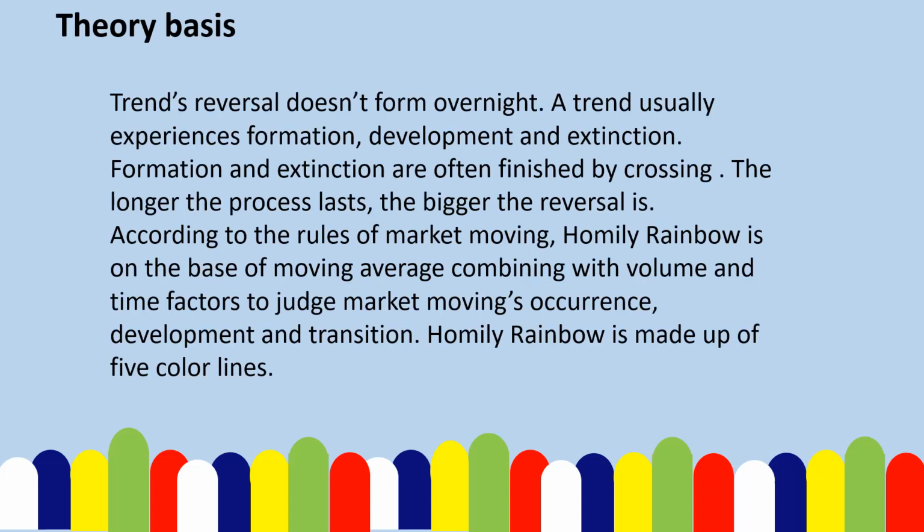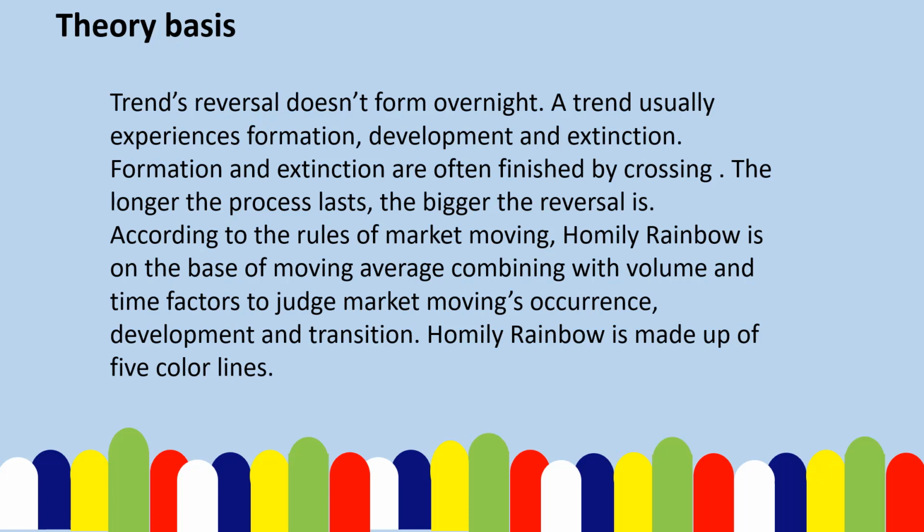Trend reversal doesn't form overnight. A trend usually experiences formation, development, and extinction. Formation and extinction are often finished by crossing. The longer the process lasts, the bigger the reversal is. According to the rules of market moving, Homely rainbow is on the base of moving average combined with volume and time factors to judge market moving's occurrence, development, and transition.